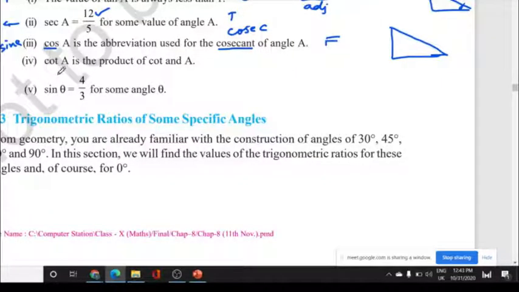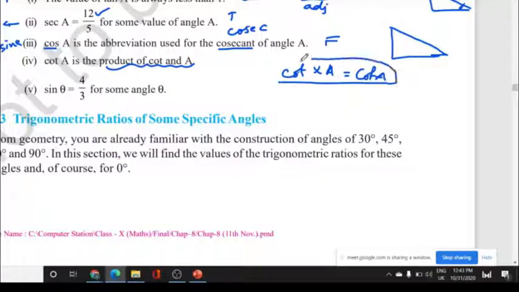Fourth one. Cot A is the product of cot and A. Is it correct? No. I told you in the beginning itself, it is not multiplication. It is some other function. It is not the product. So this is false.